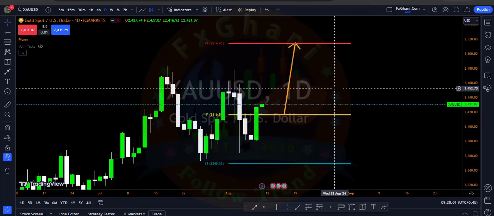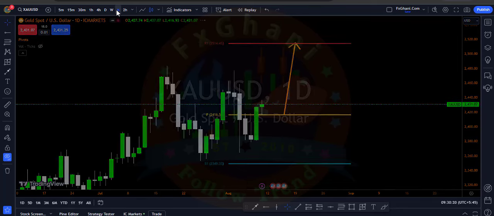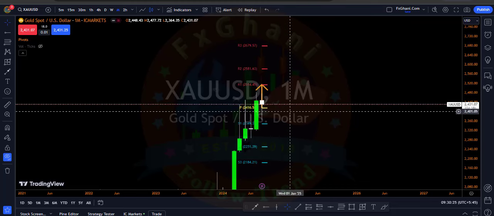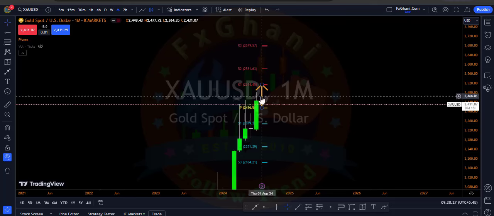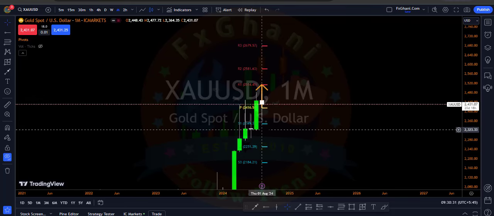pivot is only one tool, and we see our pivot lines based on price action. Okay, like this one is a monthly pivot, and these lines are based on the previous monthly candle closing, opening, high and low.